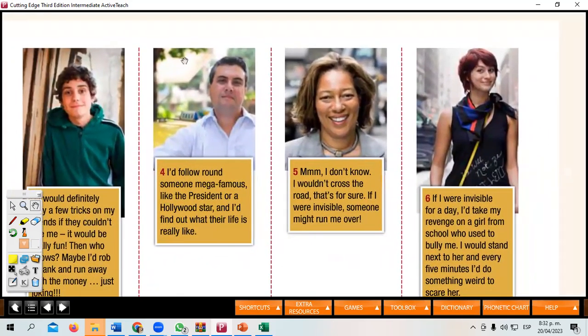Okay, we go with number 4, Catherine. Yes, miss. I'd follow around someone mega famous, like the president or a Hollywood star, and I'd find out what their life is really like. Very good. So follow someone around, mega famous.